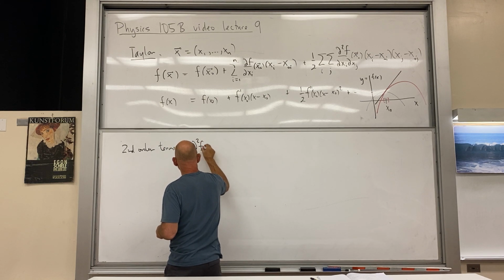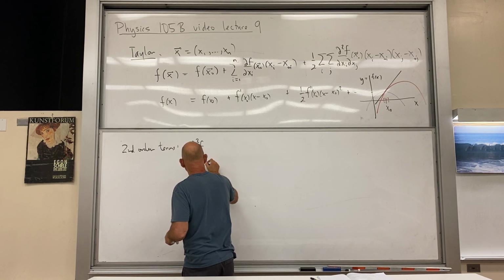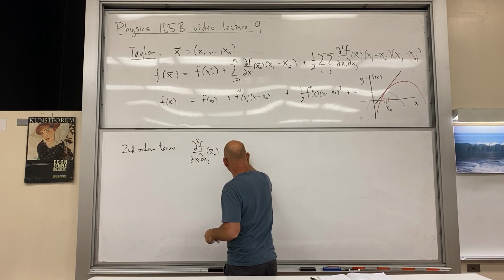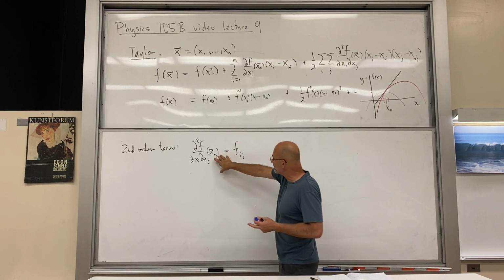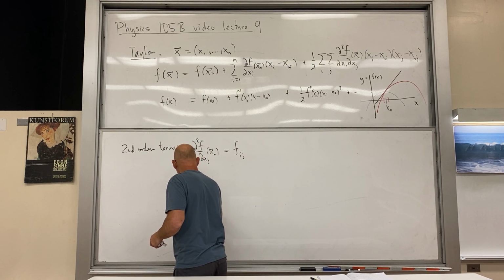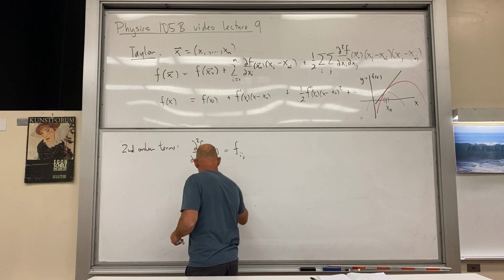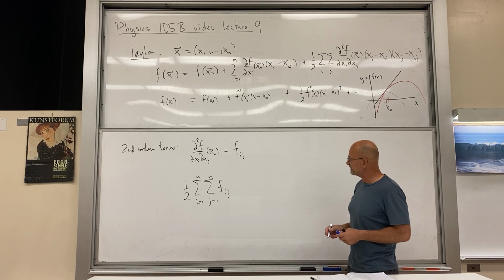Let's go ahead and define this d squared f over dx_i dx_j, evaluated at x sub 0. We'll just call it f sub ij and leave off any other subscripts. This is what we understand by that. Then our quadratic form has the half sum over i equals 1 to n, j equals 1 to n of f sub ij, which is clearly just an n by n matrix.